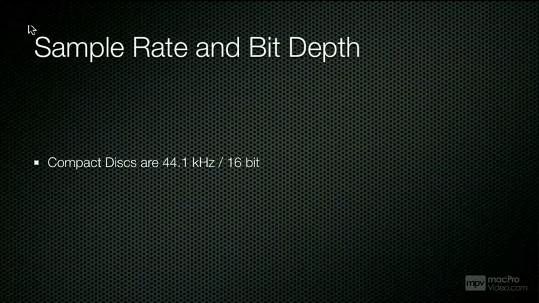Compact discs use a sample rate of 44.1 kilohertz and a bit depth of 16. So if you're working at a different sample rate or bit depth and want to get your audio onto CD, it will need to be converted. Fortunately, Pro Tools makes it very easy to do that.